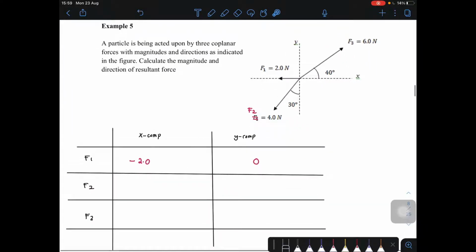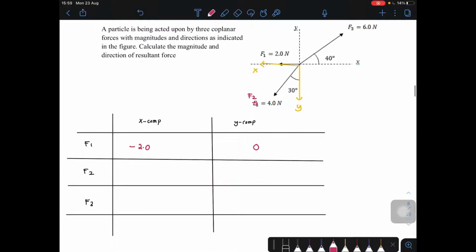And then next one is F2. F2 here. So F2 ni dia dekat sini, ke bawah. So apabila kita resolve kepada Y component dia ke bawah, and then X component dia to the left. Okay. So tengok X component dahulu. Since it is to the left, it will be negative. And then the magnitude 4.0.